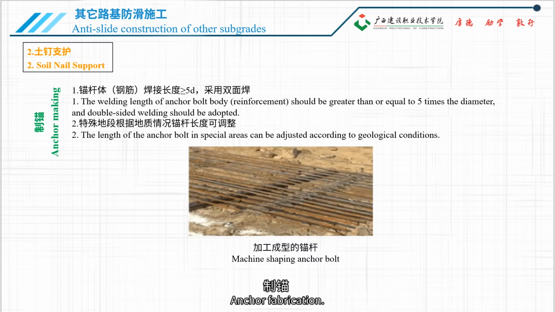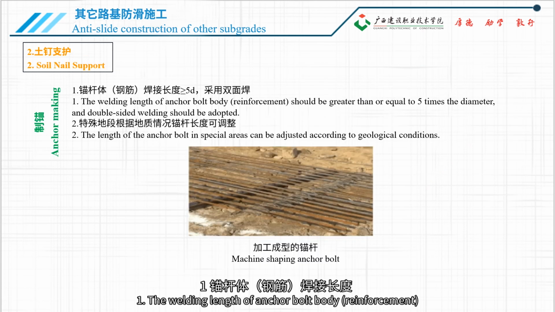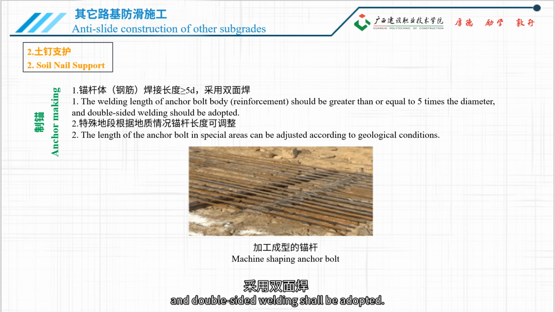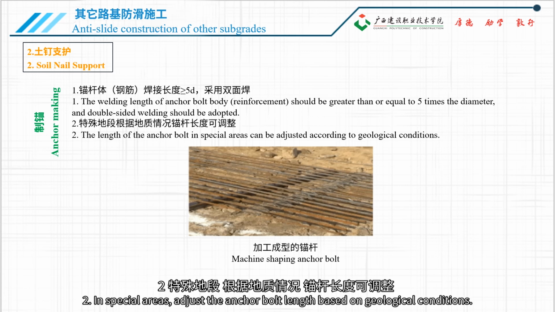Anchor fabrication. 1. The welding length of anchor bolt body reinforcement shall be greater than or equal to 5 times the diameter, and double-sided welding shall be adopted. 2. In special areas, adjust the anchor bolt length based on geological conditions.